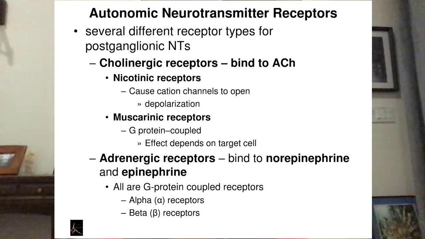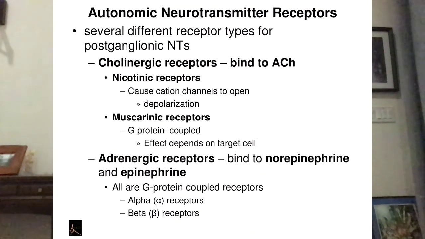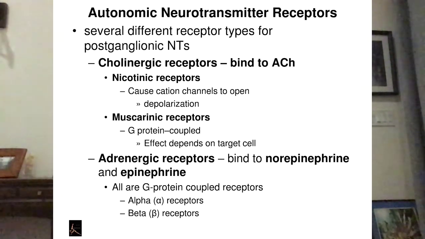Okay, so again, the release of ACH at motor neurons and preganglionic fibers is always excitatory. So that means those receptors are cholinergic receptors and they're nicotinic receptors. Nicotinic receptors are always excitatory because they always open sodium cation channels, and that causes depolarization, right? At the postganglionic fibers, they're usually excitatory, but they're sometimes inhibitory, like the vagus nerve that slows your heart rate.